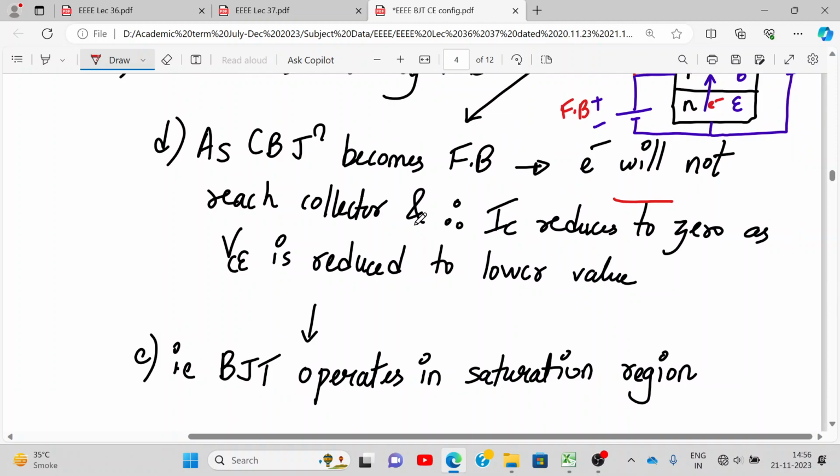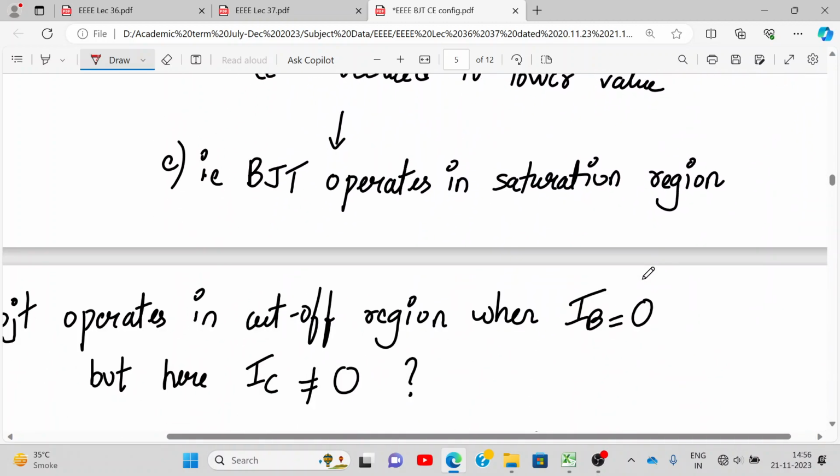So emitter electrons will not reach the collector. Therefore, IC will be zero as VC is reduced to a lower value. BJT operates in the saturation region in this manner.